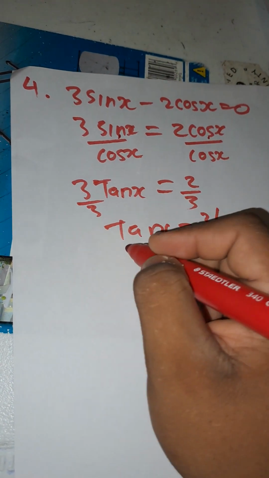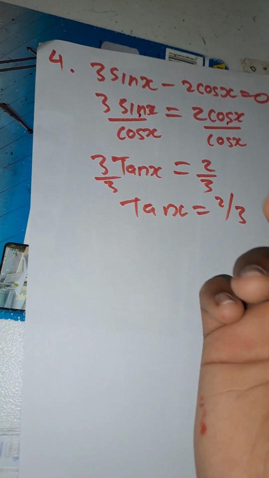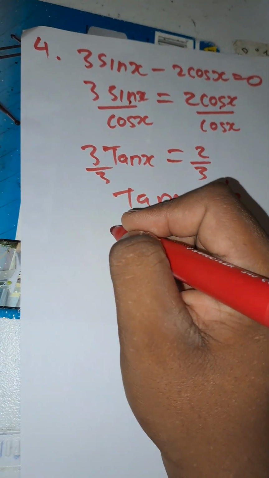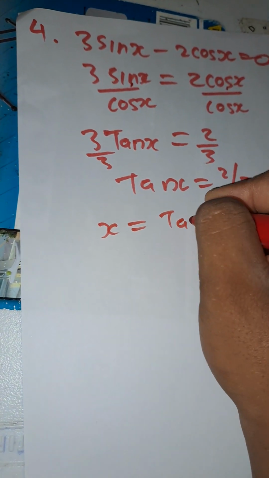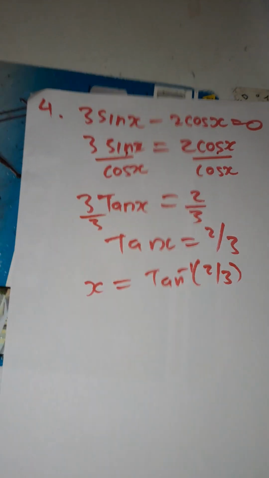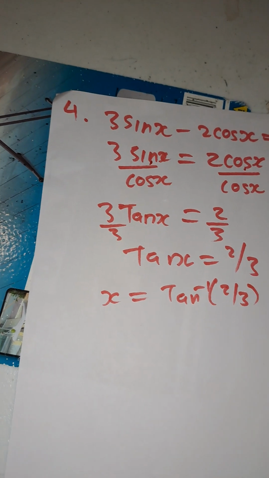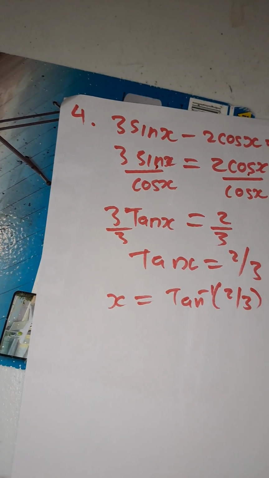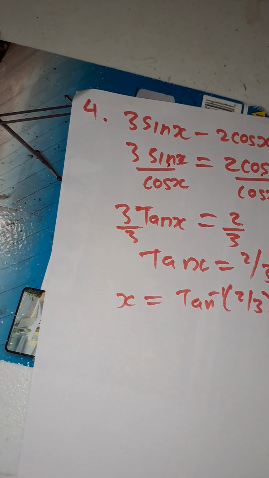I can do my general solution, whatever. Since I didn't do it for tan, let me just do it. So it's going to be x is equal to tan inverse of 2 over 3. And then what is my x value? Remember what I said to you. Arctan 2 over 3, I get what? Let me check something here.